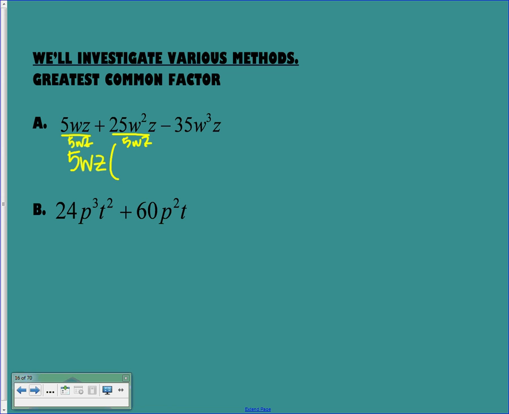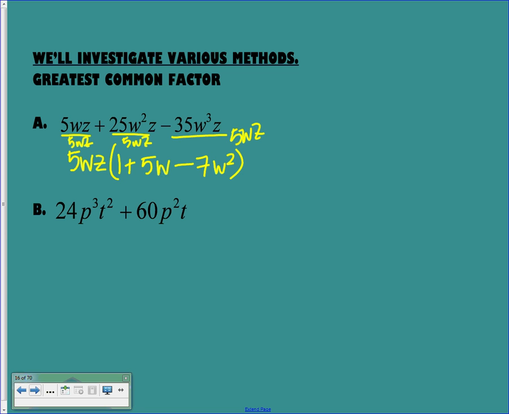Well, 5wz divided by 5wz is 1. Now if I take 25wz squared z divided by 5wz, 25 divided by 5 is 5. W squared divided by w is w, and then the z's cancel each other out. Then if I divide that last piece by 5wz, it's going to leave me with 7w squared. So I have factored out a common factor and then what's left over.